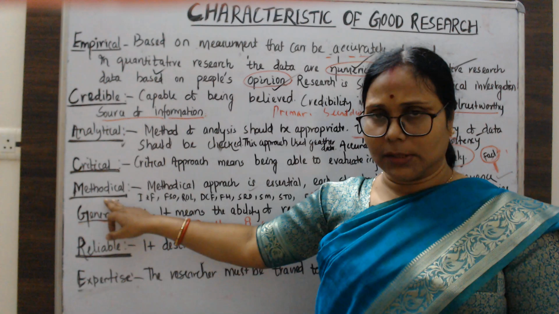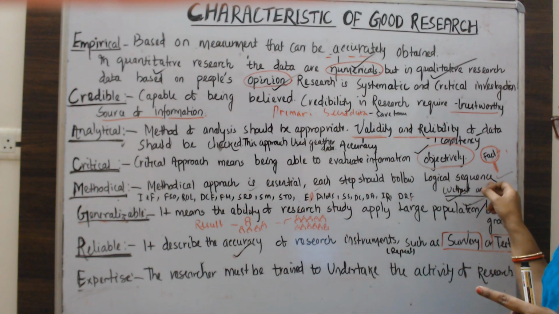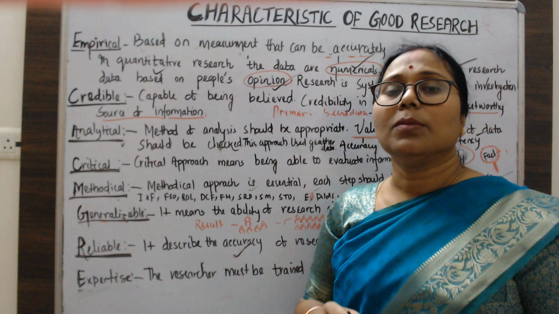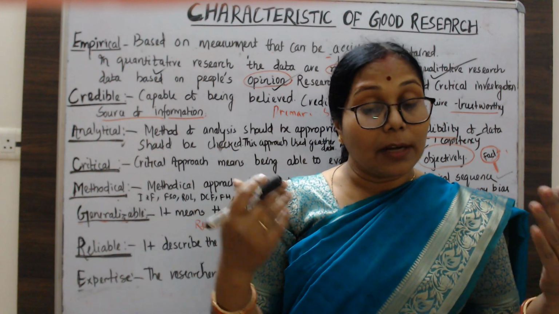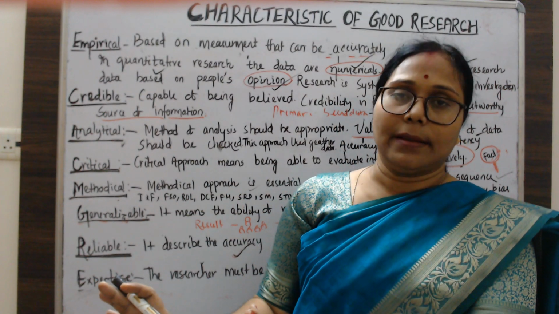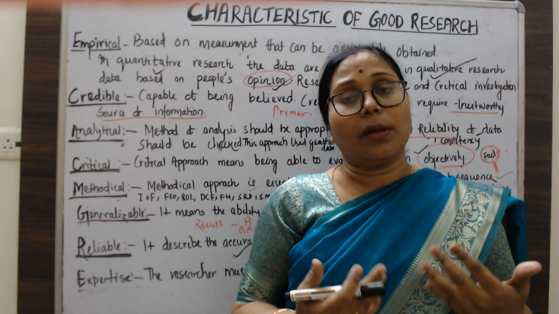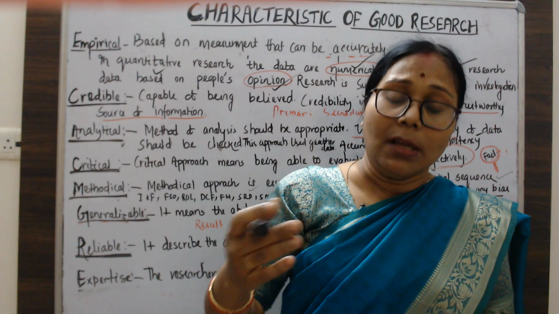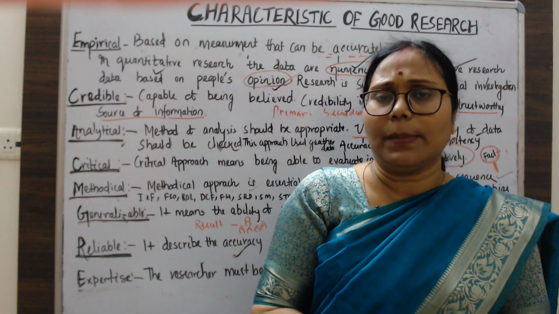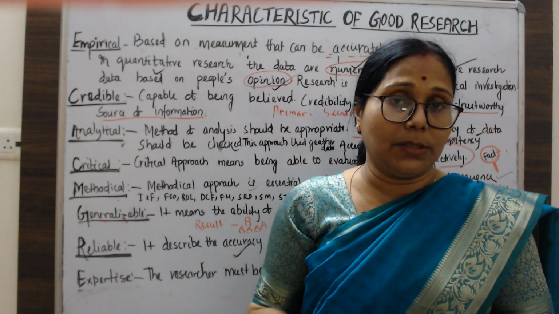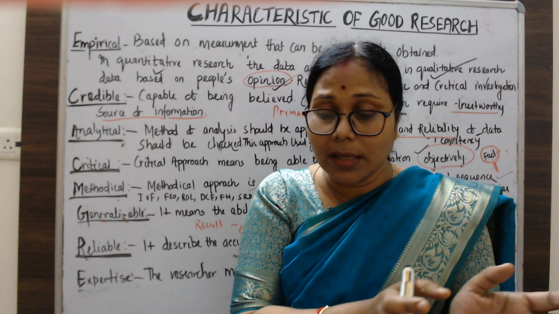Next is methodological. In research, a methodological approach is essential. Each step should follow a logical sequence without any bias. In research there are a number of steps, and following them will help you complete the research, otherwise you become biased. The researcher must have patience, because sometimes research takes too much time. Don't be haphazard; have patience and do the research in the methodological, or logical, sequence.